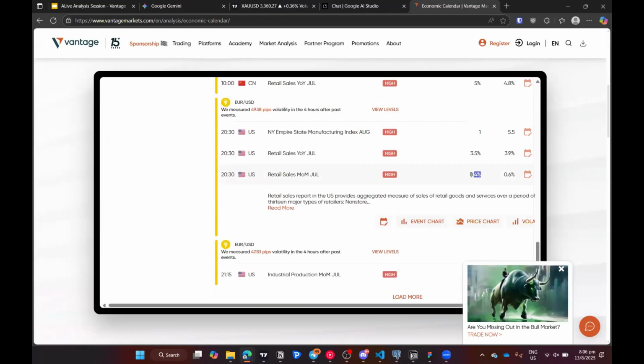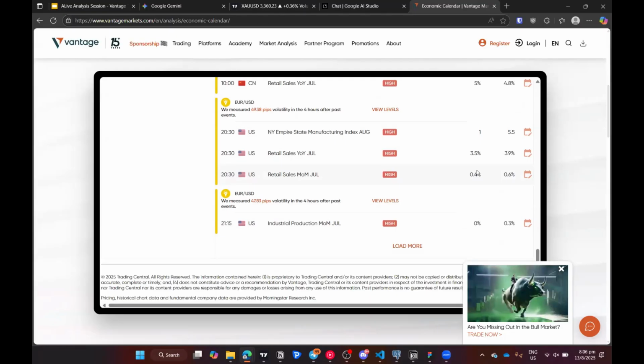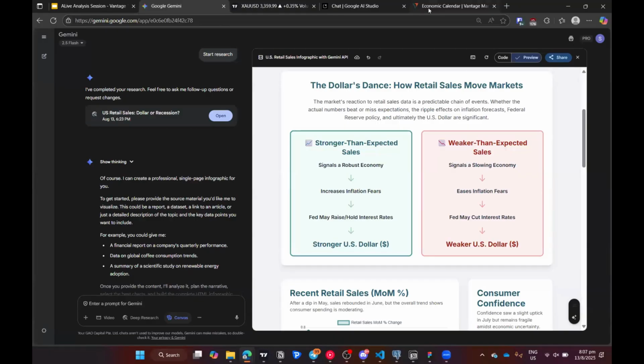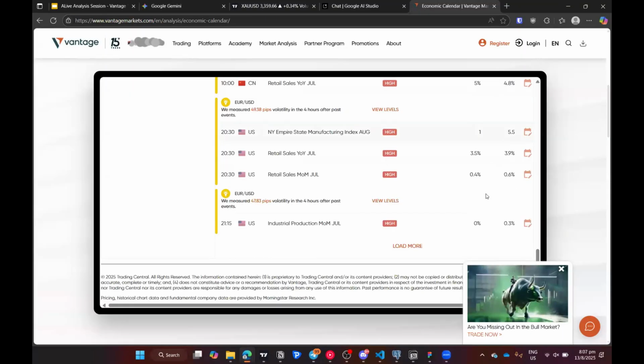Again, this consensus is based upon, I think, analysts from 20 institutions, and this will be the median forecast for retail sales month-on-month. Even year-on-year, you'll see a drop from 3.9% to a consensus of 3.5%. Based on that, these are human intelligence. So analysts came up with these numbers, right?